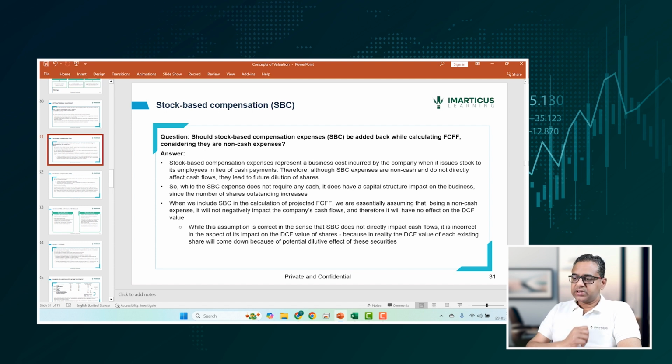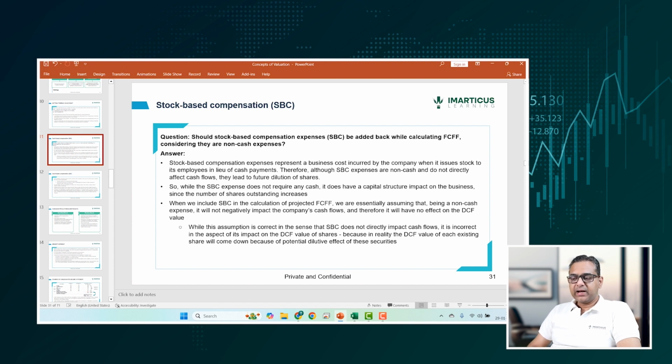Stock-based compensation expense represents a business cost incurred by the company when it issues stock to its employees in lieu of cash payments. Therefore, although SBC expenses are non-cash and do not directly affect cash flows, they lead to future dilution of shares. When these stock-based compensations are realized by the employees, it will result in an increase in the number of shares outstanding. So it will result in dilution of shares. So while SBC does not require any cash, it does have a capital structure impact on the business since the number of shares outstanding increases. Yes, because the capital structure would get impacted as equity is getting impacted.